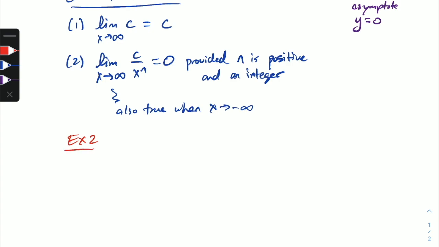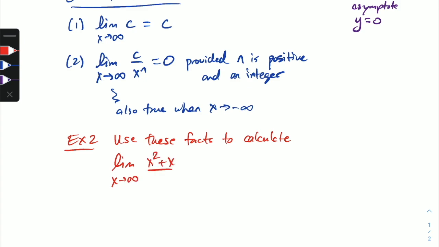So the next example here, we're going to use these facts to compute or calculate the limit as x goes to infinity of x squared plus x all over 3x squared plus 1. And there's a hint here. Divide every term by x squared.